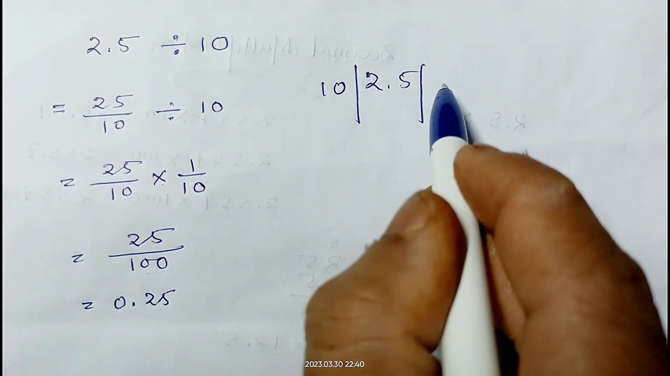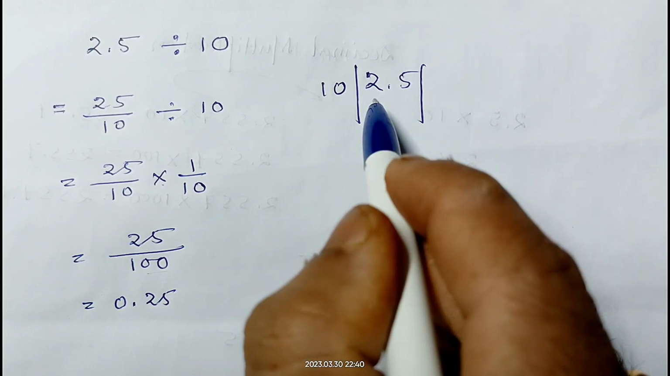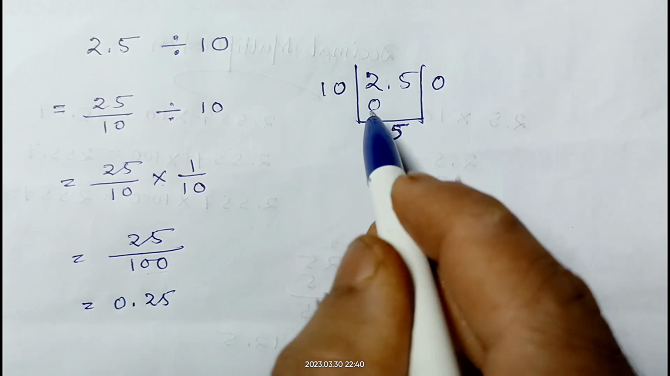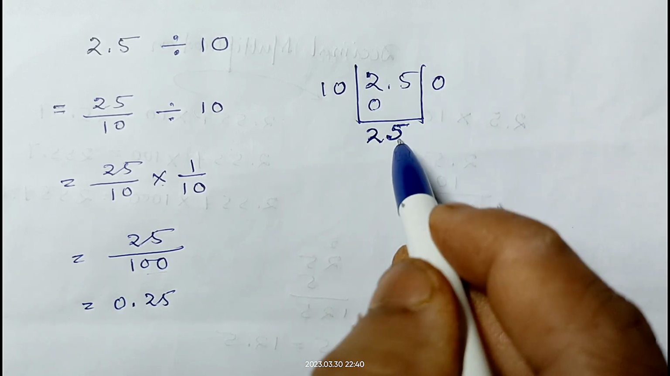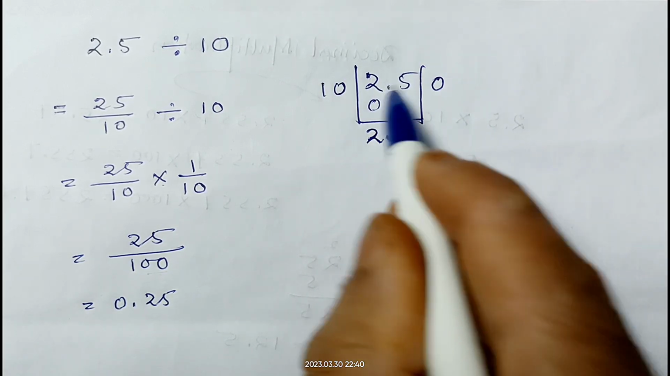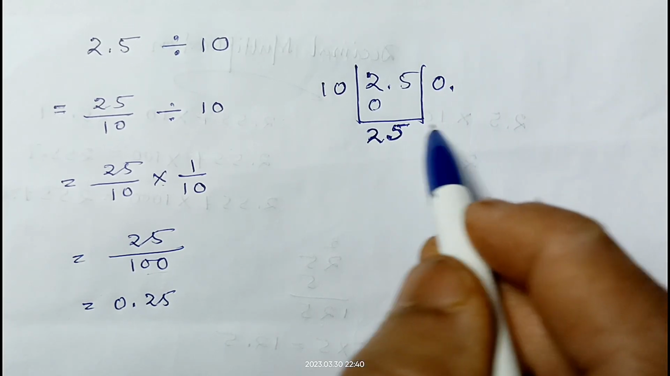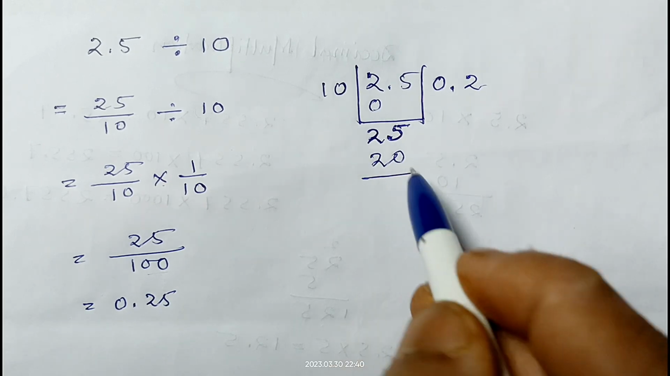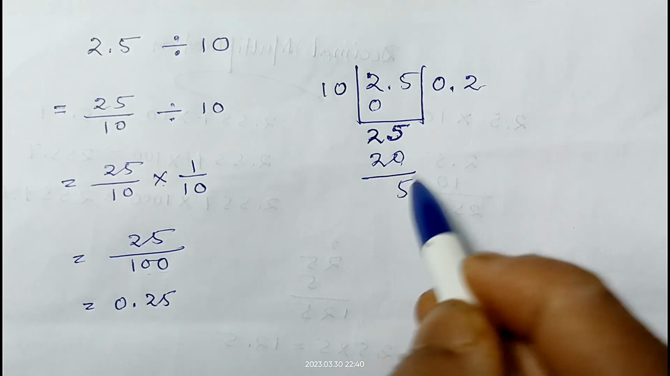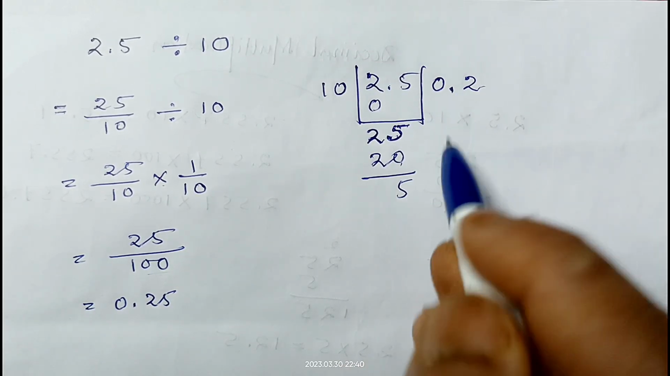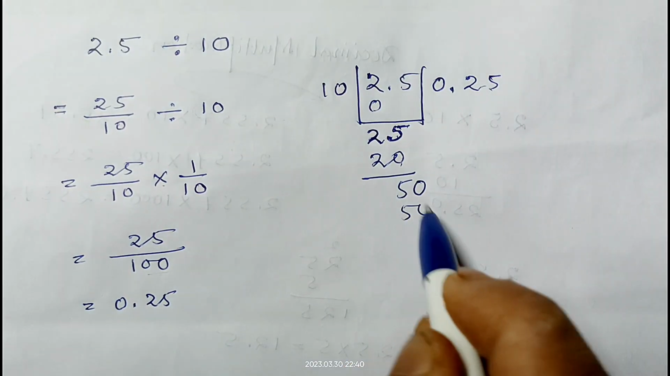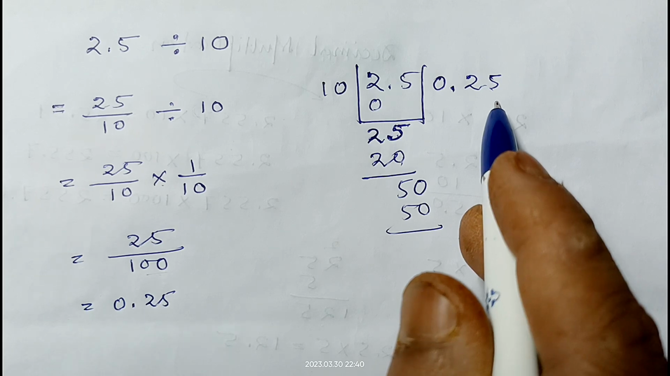Now 10 zeros are 0, 10 ones are 10, it will be more. 10 zeros are 0, so 2 minus 0 is 2, and from here I have taken 5. Since we got a decimal, we will place the decimal here. Now 10 2s are 20, 5 minus 0 is 5. Since the decimal is there, we can take a 0 here. 5 10s are 50. So in this case also we got 0.25.